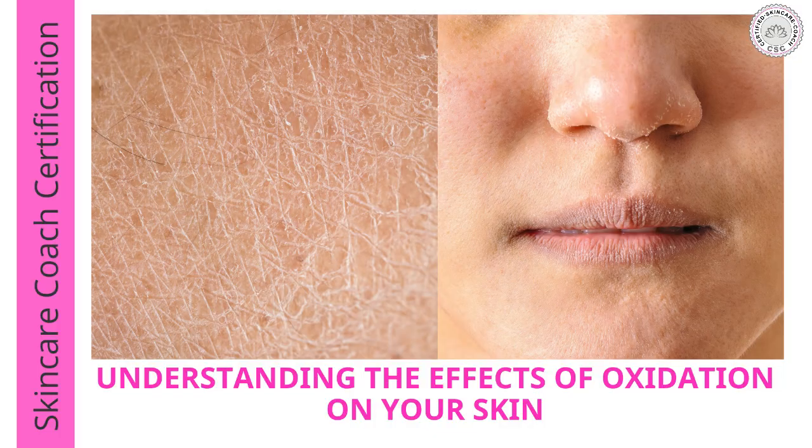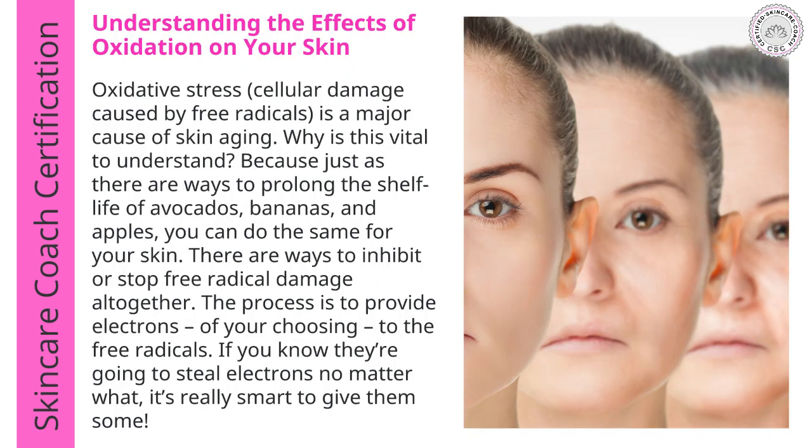So now let's talk about why we have to understand the effects of oxidation on the skin. Oxidation stress, or cellular damage caused by free radicals, is a major cause of aging. This is vital to understand because just as there are ways to prolong the shelf life of your avocados and bananas and apples, you can do the same for your skin. There are ways to inhibit free radical damage and oxidation.